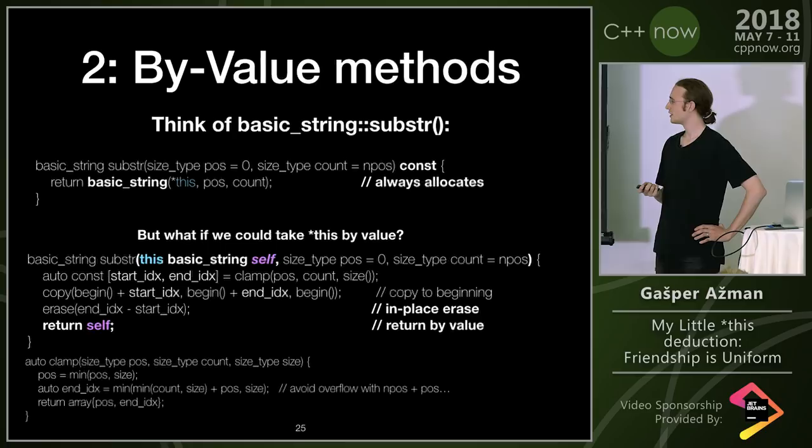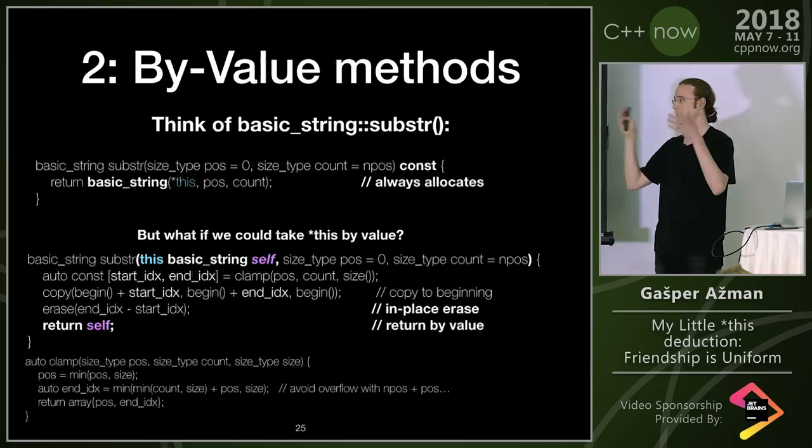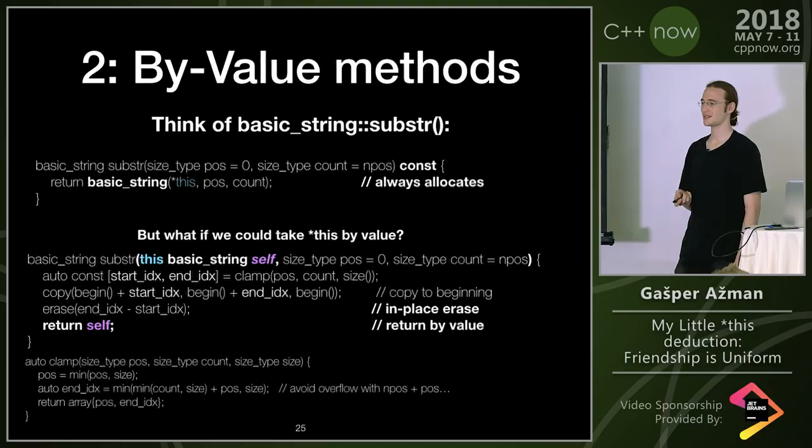In this particular case, you need the type because you're taking it by value, and you need to spell out what it is. You're overloading by its references. Yes, Arthur. You could make this a template taking U and say this U self. Yes, but I needed a contrived example.